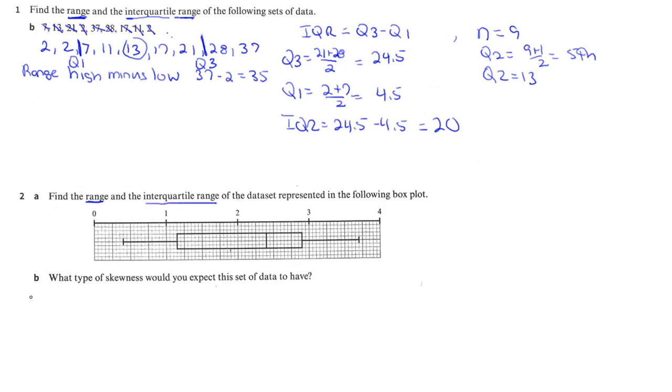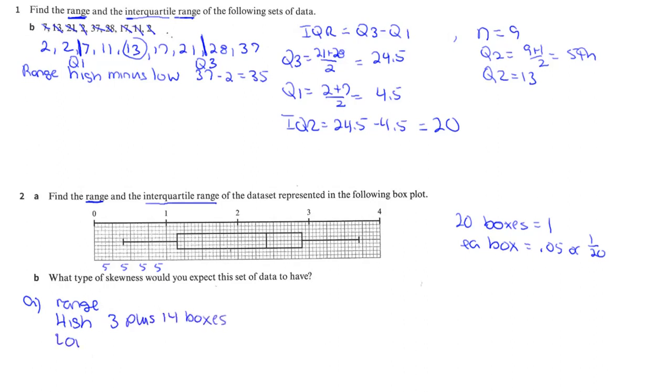Now in part number 2, they want us to also find the range and interquartile range, but they give us a box and whisker plot. So for the range, we've got to figure out what these numbers are. In this case, you'll notice that there are 4 boxes of 5 that make up 1. That means each box is 0.05. So I can use that information to figure out the high is going to be 3 plus 14 boxes. So that's 14 times 0.05. And then the low is going to be 8 boxes, that's 8 times 0.05. That's going to give me these two numbers here, and the range is going to be 3.7 minus 0.4, or 3.3.